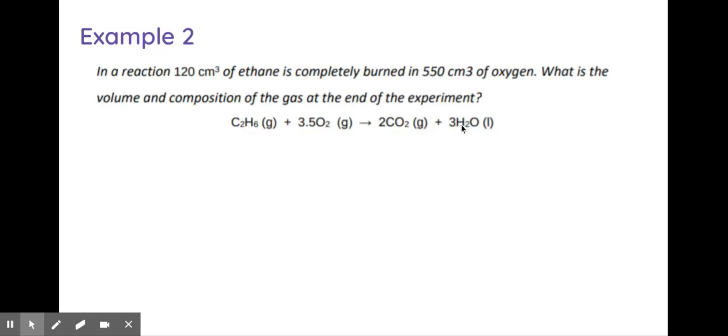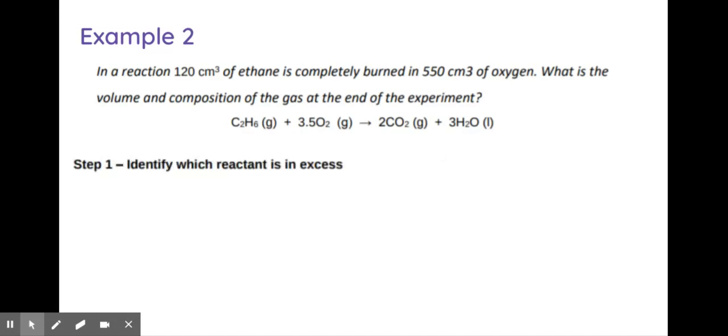Now, we are not going to take into account the water molecules here because they are liquids and reacting volumes only deals with gases. So you can actually put a cross through your water. We are not interested in the water in this question at all.